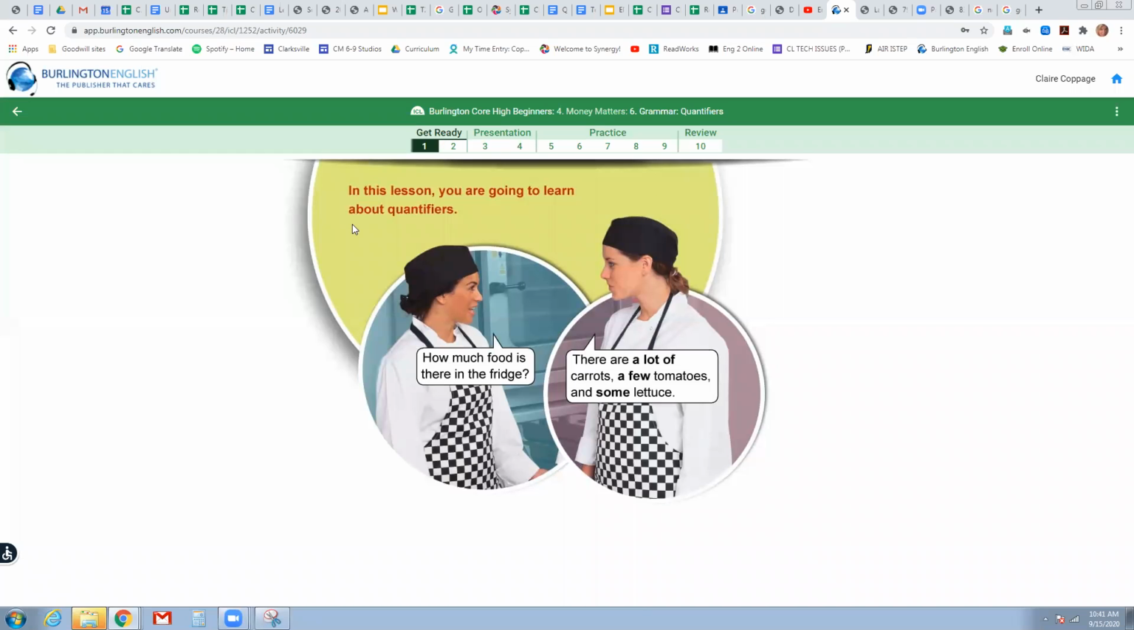Okay. So today's lesson is about quantifiers. What are quantifiers? ¿Qué son quantifiers? Y son expresiones de cantidad. Okay. So for example, she says, how much food is there in the fridge? And she says there are a lot of carrots, a few tomatoes, and some lettuce. So a lot, do you know what a lot means in Spanish? Yeah. Mucho. And then a few in Spanish? Poco. And some?